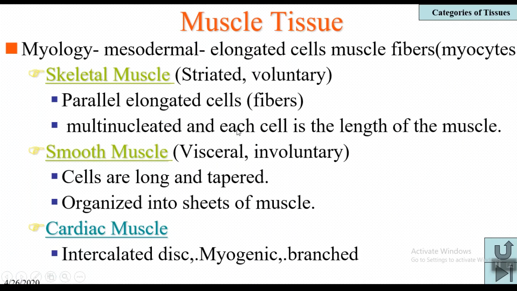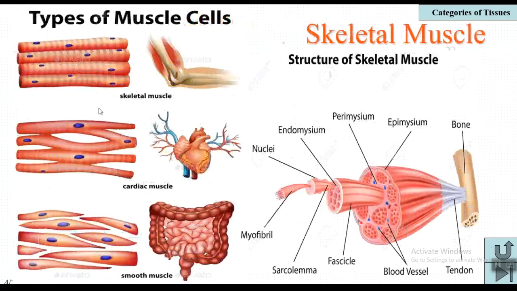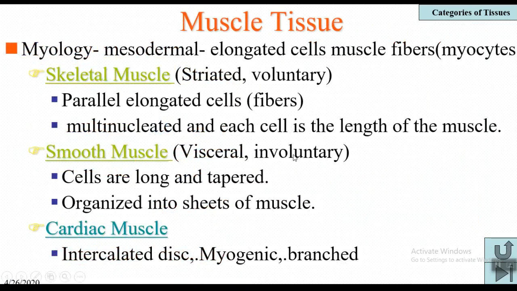These muscle cells are multinucleated. Here you can clearly observe a number of peripheral nuclei. That's why they are multinucleated, and each cell is the length of the muscle. The length of the muscle cell is the length of the muscle itself.